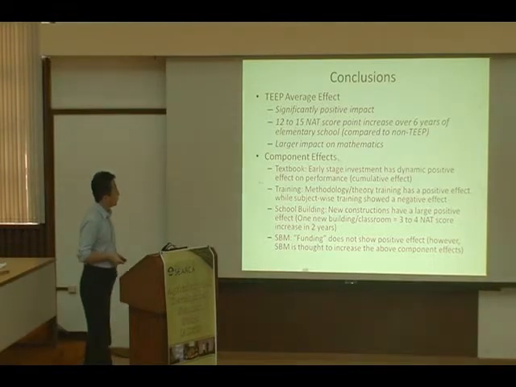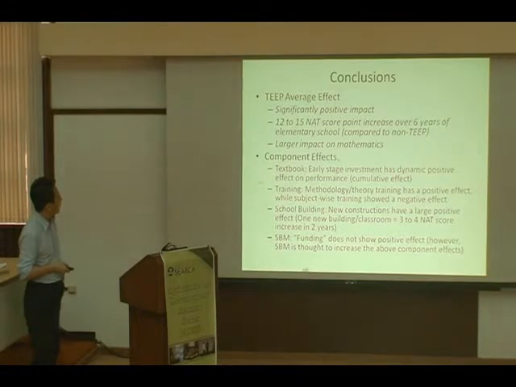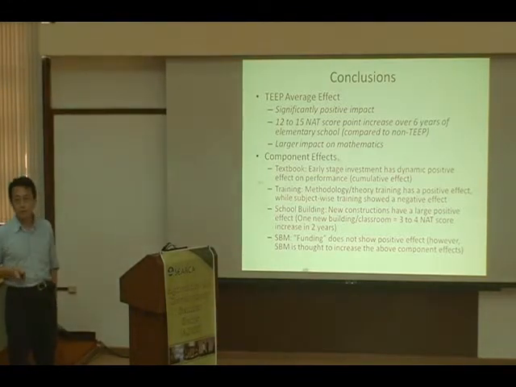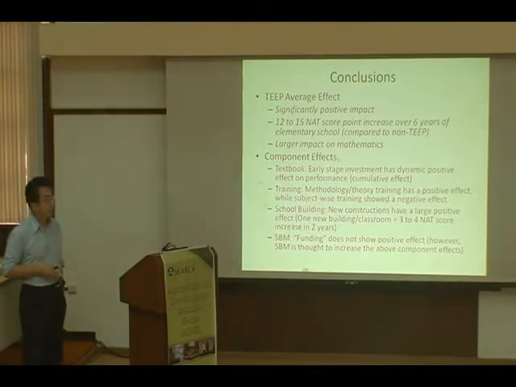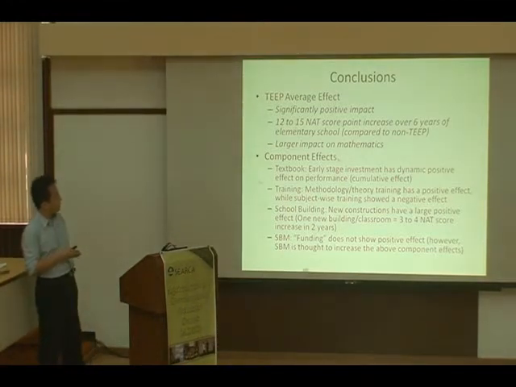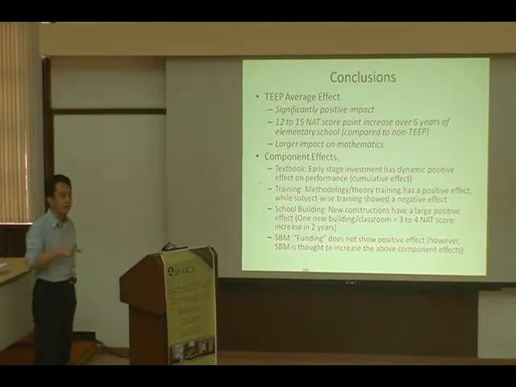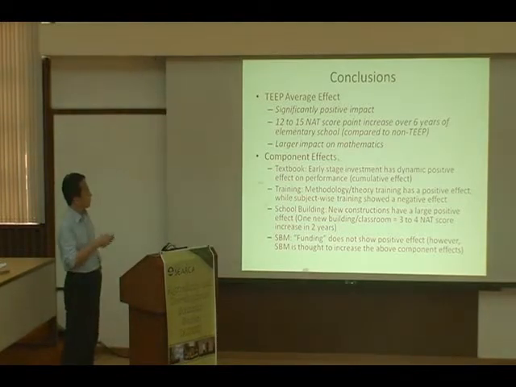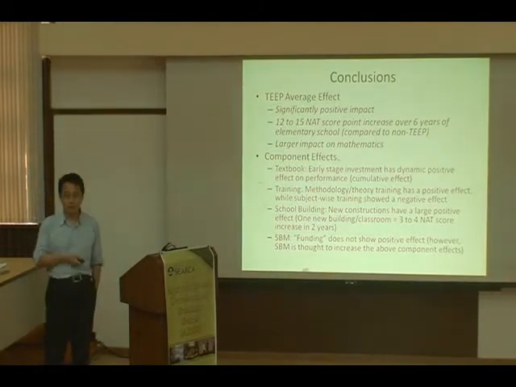Let me conclude, let me summarize what we found in this study. We found a significant positive impact of the TIP intervention on national achievement test scores. And if children are exposed to a TIP type intervention for 6 years, the entire cycle of elementary school education, their score will increase 12 to 15 points, which is large. And the impact is larger on mathematics, I don't know why.